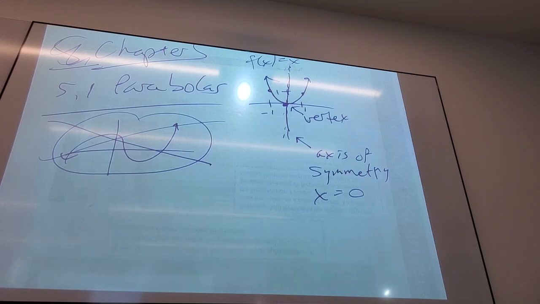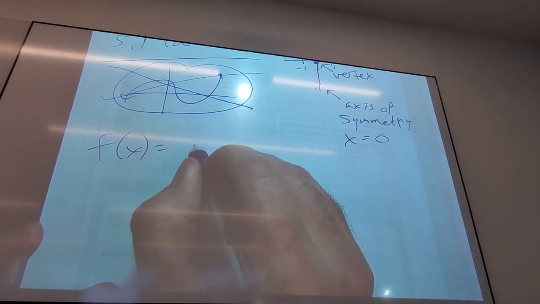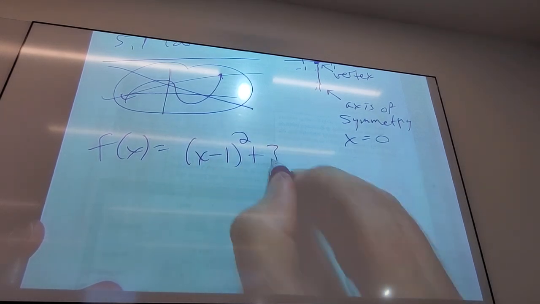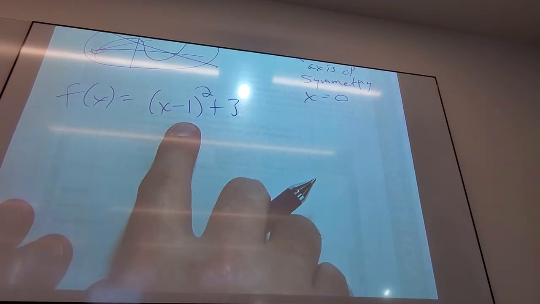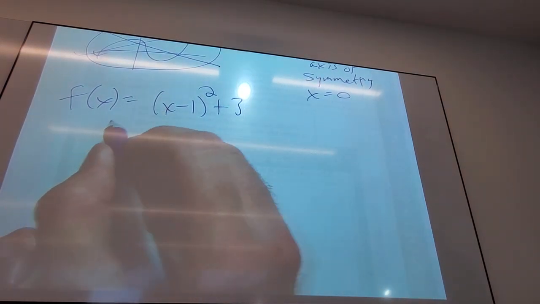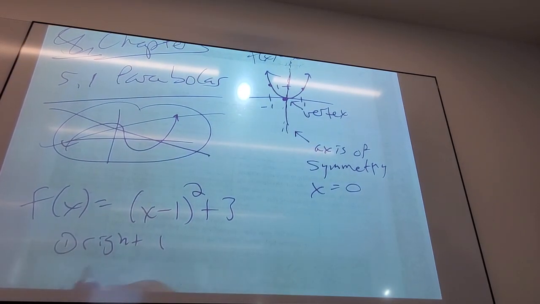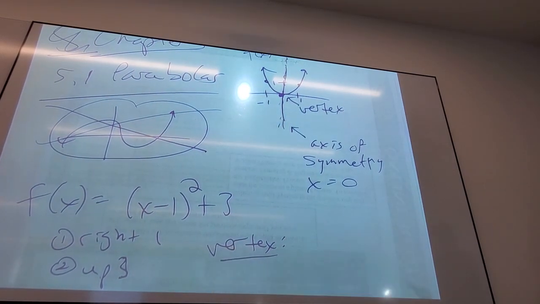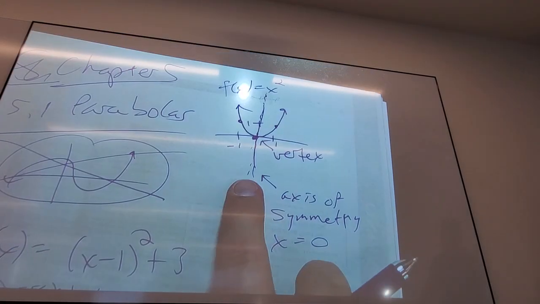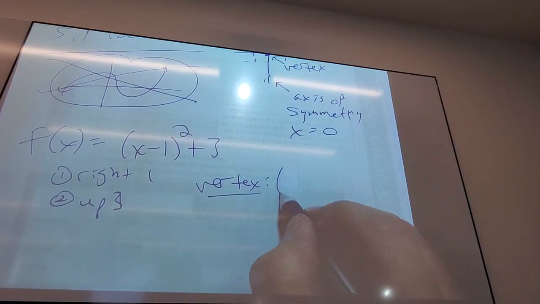Okay. So can somebody tell me, what would this do to what we just had? You guys know this. How many transformations are there? 2. So it would take the whole picture, and it would move it how? Right 1, up 3. Without actually redrawing this, can anyone tell me where the vertex is going to end up? Where is it currently? 0, 0. So if we move it over 1, up 3, it's going to end up at 1, 3.